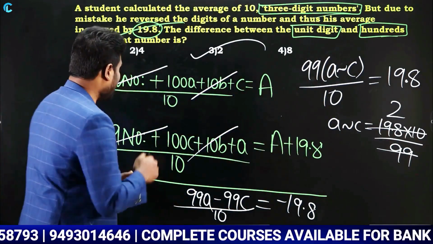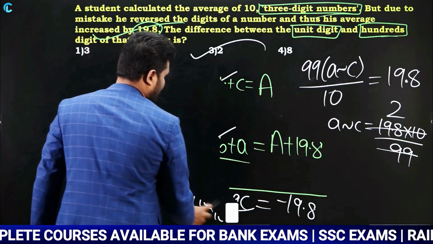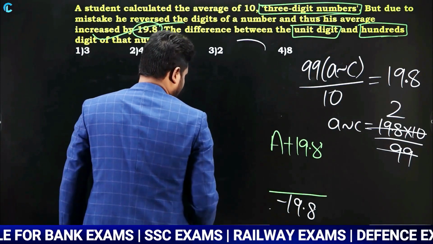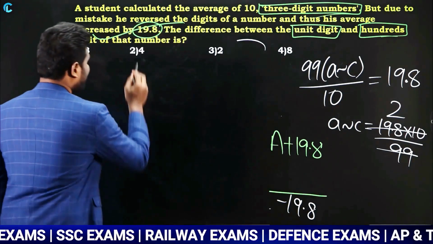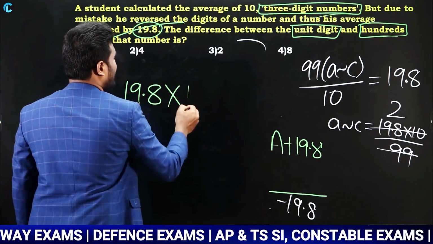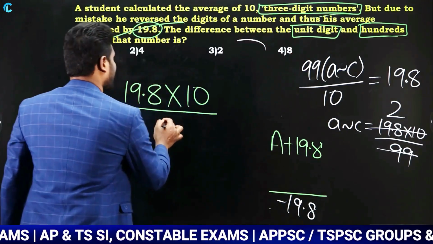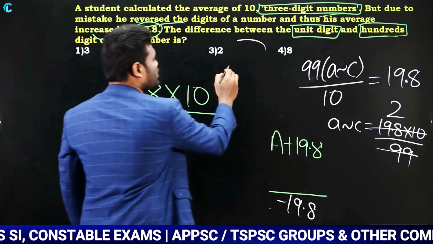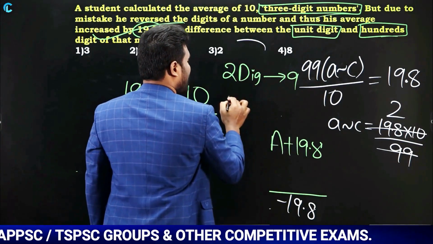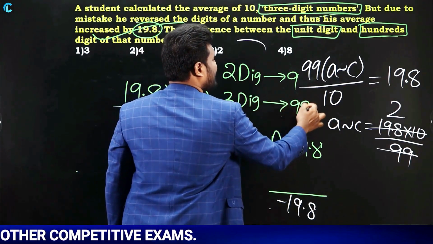Very, very simple question. From the examination point of view, how to solve this question? Just observe carefully. Whatever we have done earlier, we apply the same shortcut. If it comes in the examination, take the difference, which is 19.8. As it is 10 numbers, multiply by 10. But as these are 3-digit numbers, you need to divide by 99. If they are 2-digit numbers, you divide by 9.